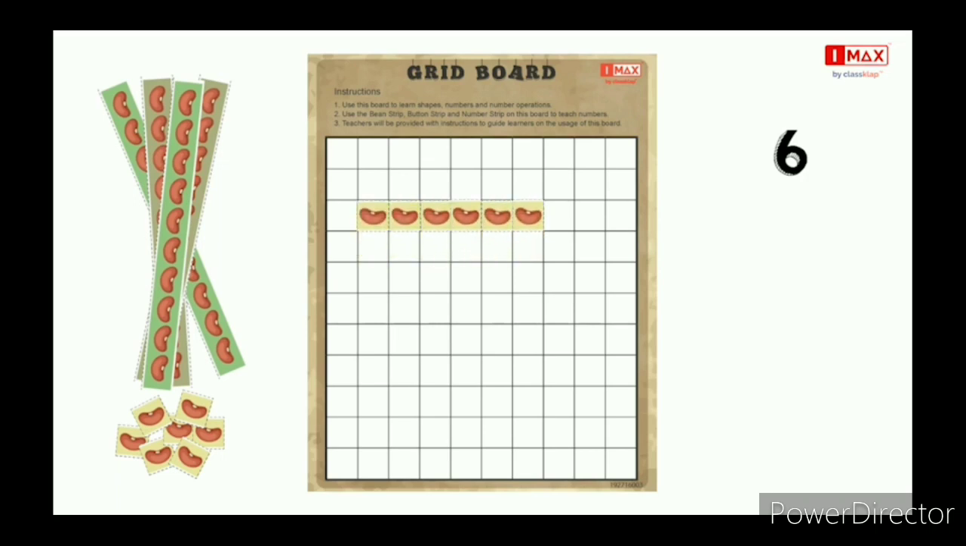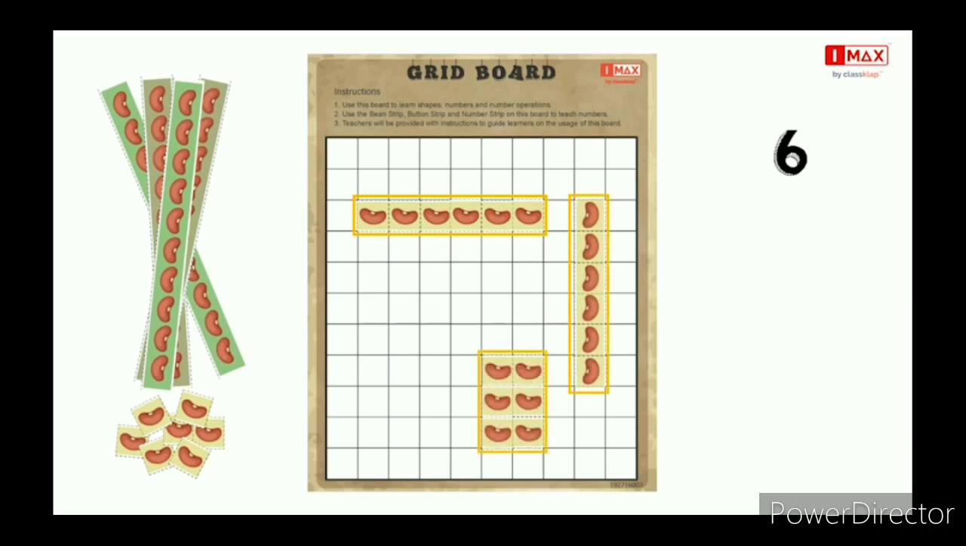So we have 6 beans. This is one way to represent the number 6. Are there any other ways in which we can arrange this in order to get the number 6? Let's find out. So we have a second representation, a third representation, and a fourth representation.